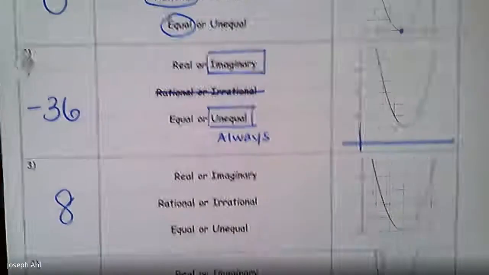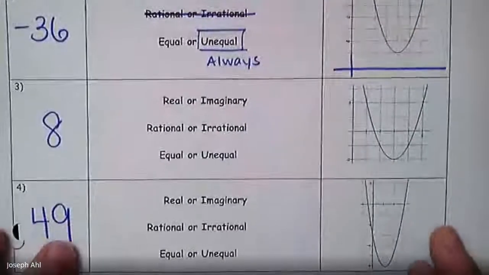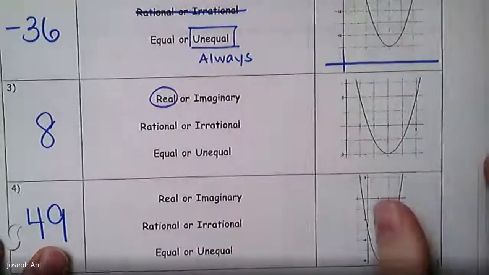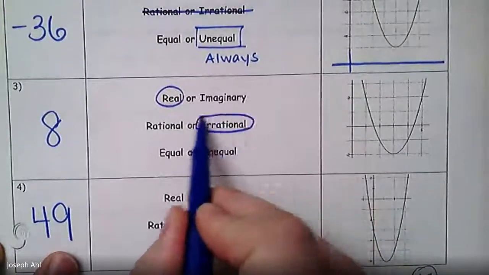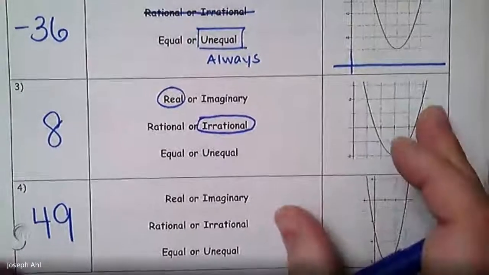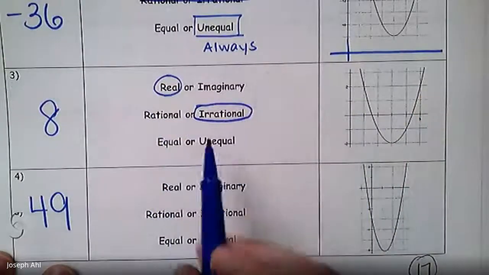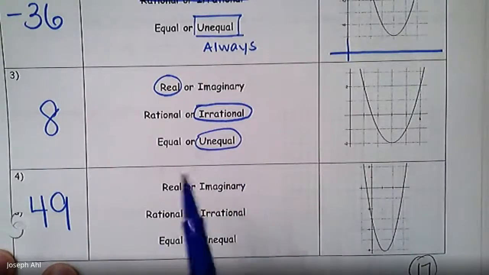Okay, moving on, the next discriminant was 8. How did those roots turn out again? For number 3, it was 3 plus and 3 minus radical 2. Well, as long as they don't have any i components to them, we know that those roots are real. Those are real numbers, but they happen to be irrational. Radical 2 is a decimal that doesn't end, doesn't repeat, so we've got to make sure that we classify the roots as irrational, and they also happen to be unequal. 3 plus radical 2, 3 minus radical 2, just different numbers.